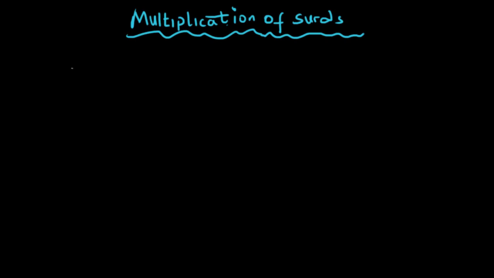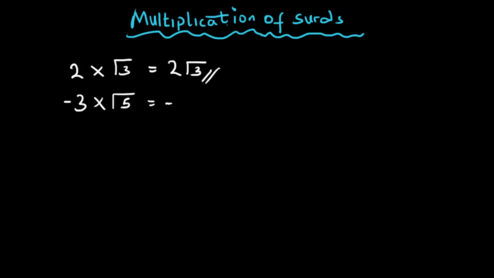For example, if I have 2 times square root of 3, this will give me 2 square root 3. Do you understand? Now, if I have minus 3 times root 5, this will give me minus 3 root 5. Do you understand what is happening? So it's like there's an invisible 1 here. So 2 times 1 is 2 root 3. It's like there's an invisible 1 here. Minus 3 times 1 is minus 3. So I have root 5.